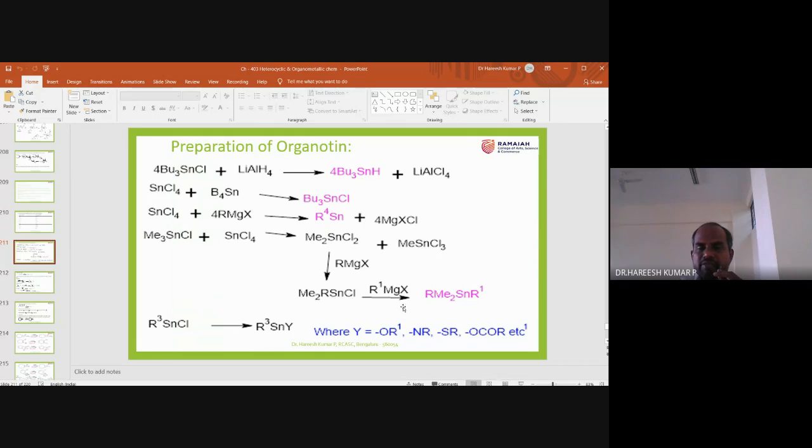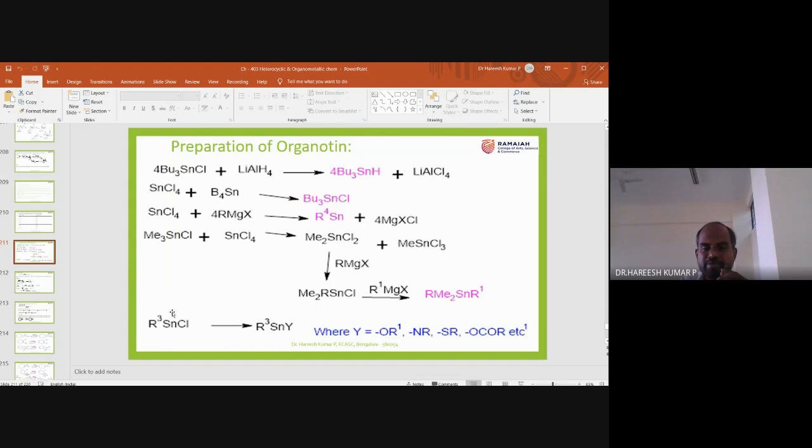Again, if this is treated with a different alkyl magnesium halide, it will give you a substituted dimethyl stannic compound. And one more thing is possible. You can observe that trialkyl tin chloride, if it is treated with Y, where Y is a nucleophile, so Y nucleophile may be a methoxy, an amine, a thio compound, an ester, etc.